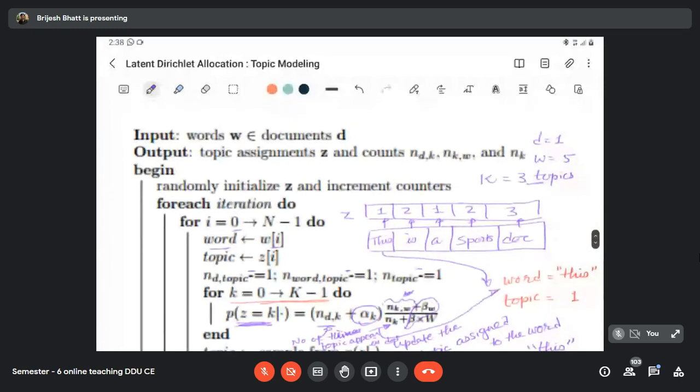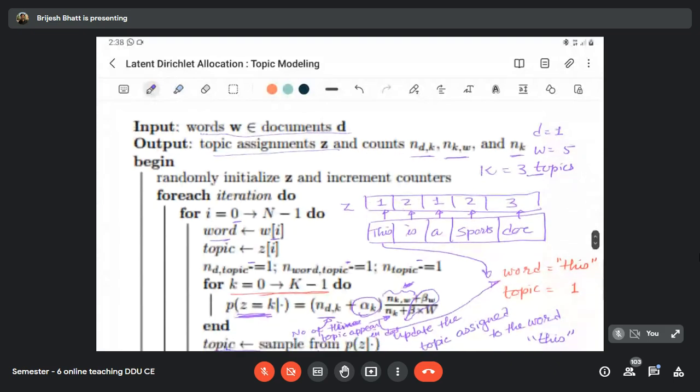So the input is the word document vector, and the output is topic assignment and some counts: how many times a topic occurs in a document, that is NDK; NKW, how many times a word is assigned topic K; and NK, that is your number of topic distribution. So randomly initialize Z and increment the counter. So that is assigning a topic to every word. Like this gets topic 1, this gets topic 2, this gets topic 1, and so on. So this is random initialization of Z.